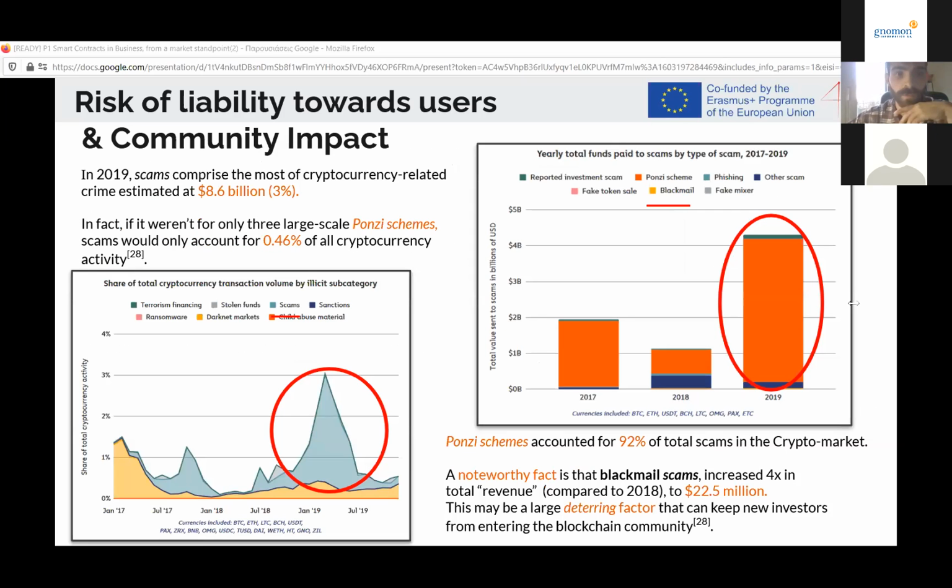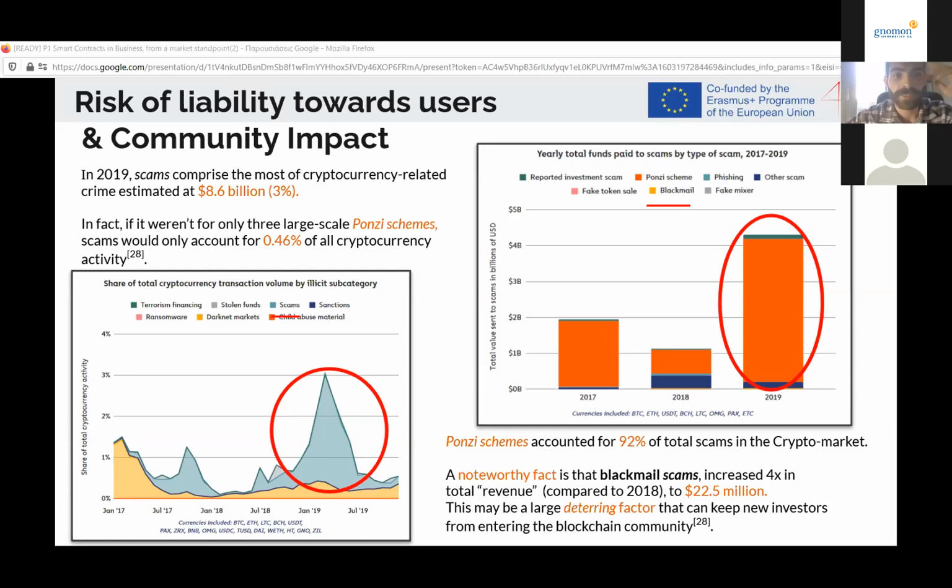And just so that you can see a wide picture of what's going on, in 2019, scams comprised most of cryptocurrency-related crime, estimated at $8.2 billion. In fact, Ponzi scams would only account for 0.46% of all cryptocurrency activity. If there weren't the Ponzi schemes, we would have just less than 1%. So we see how huge the Ponzi scams are.